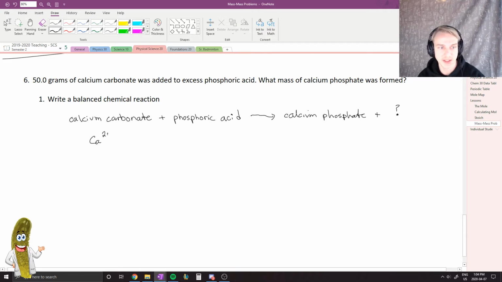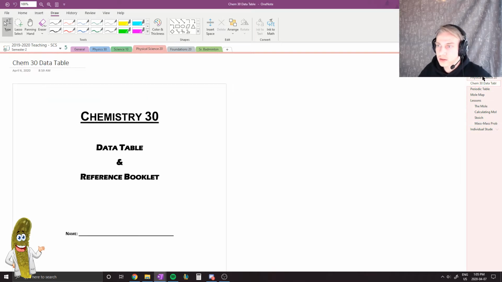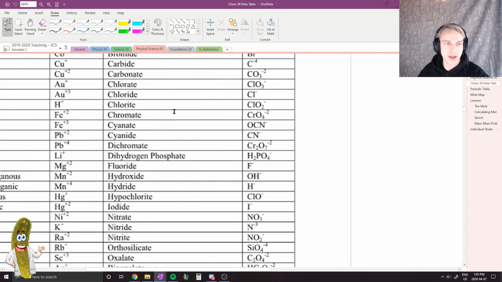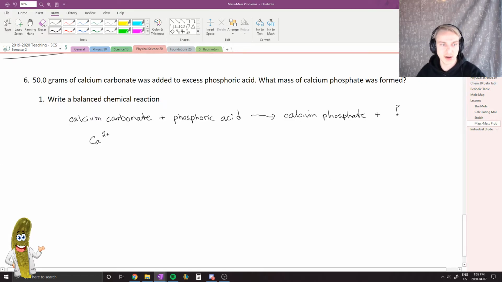So calcium has a 2+ charge. Carbonate, if we go to our table of ions here, carbonate is right here. It has a 2- charge. So it's CO3 2-. So we'll go back to this slide here. I know calcium carbonate is CO3 with the 2-.